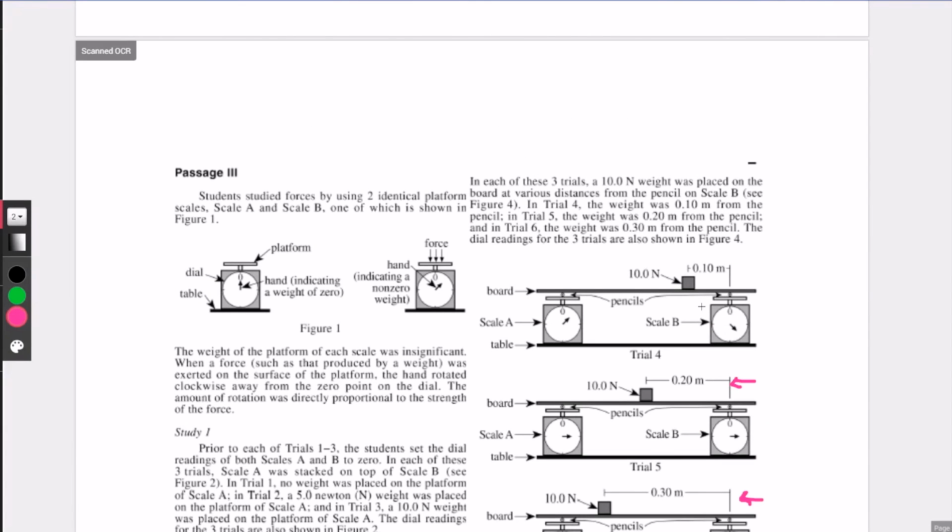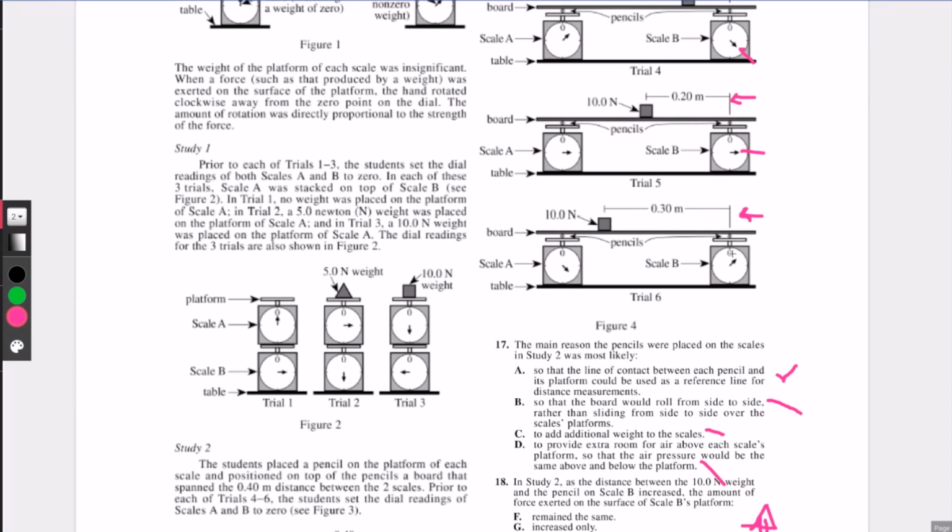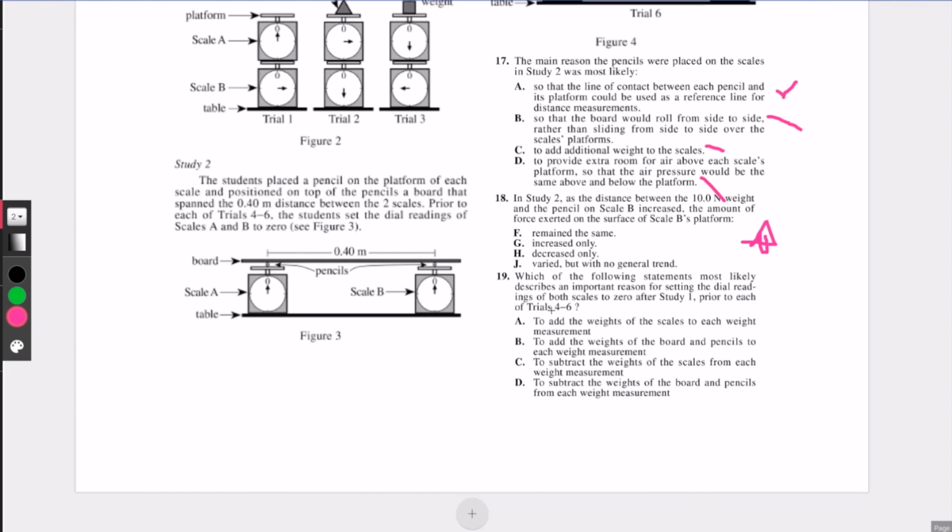So if we look here, this one, it's really close. We have a really high force, right? Here, it's right in the middle. We have a lower force. And then here, it's far away, and we have an even lower force. So that means that it decreased only, right? It consistently decreases. Something like varied, but with no general trend, again, can be tempting, but you want to try and stick to exactly what you saw. I know the word only can be scary, but at the same time, trust your gut. They decrease every single time, so it decreased only.